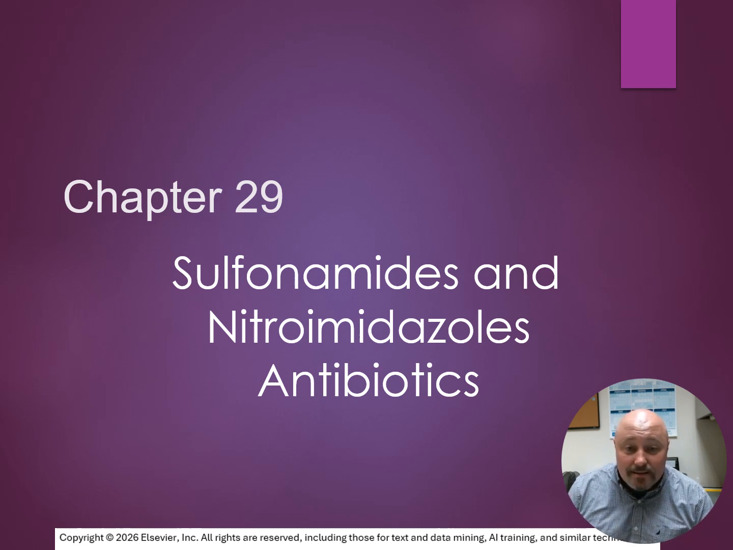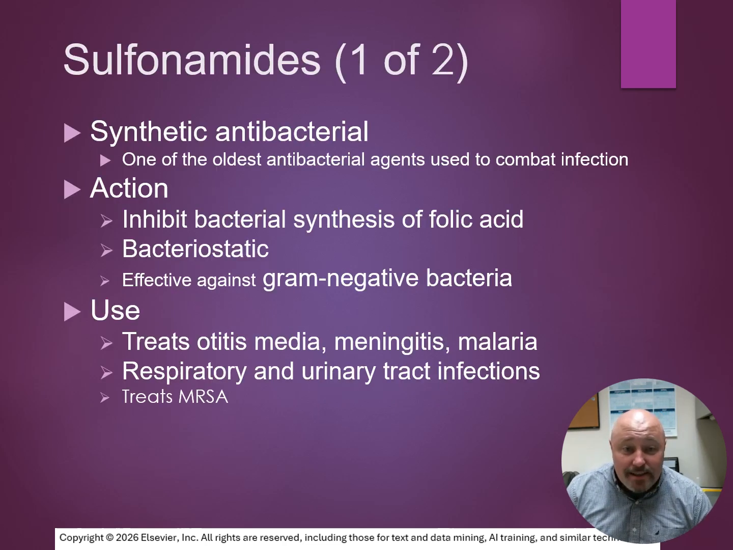Chapter 29, Sulfonamides and Nitroimidazole Antibiotics. Sulfonamides are synthetic antibacterials and one of the oldest antibacterial agents used to combat infection. They work to inhibit the bacterial synthesis of folic acid, are considered bacteriostatic, and are effective against gram-negative bacteria. Used for things like otitis media, meningitis, malaria, as well as respiratory and urinary tract infections.